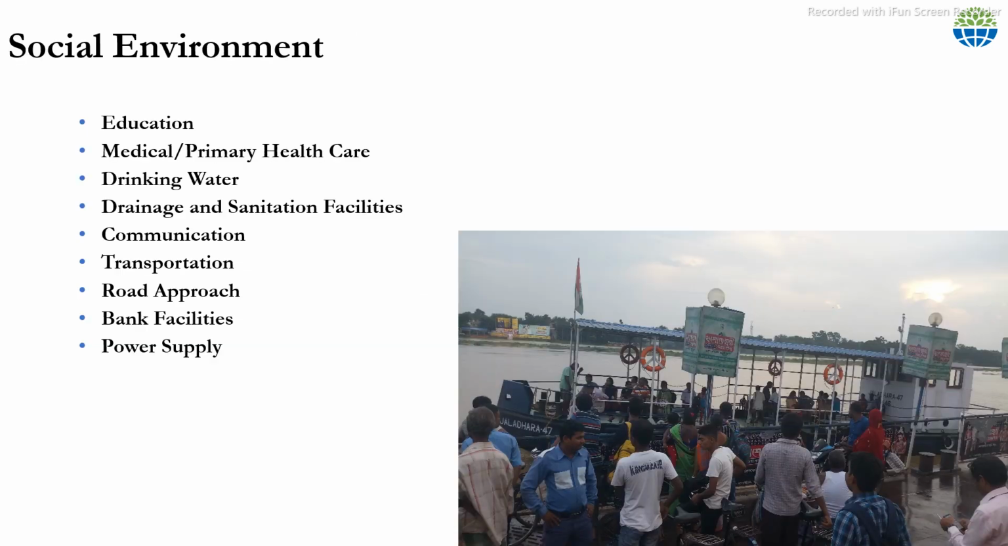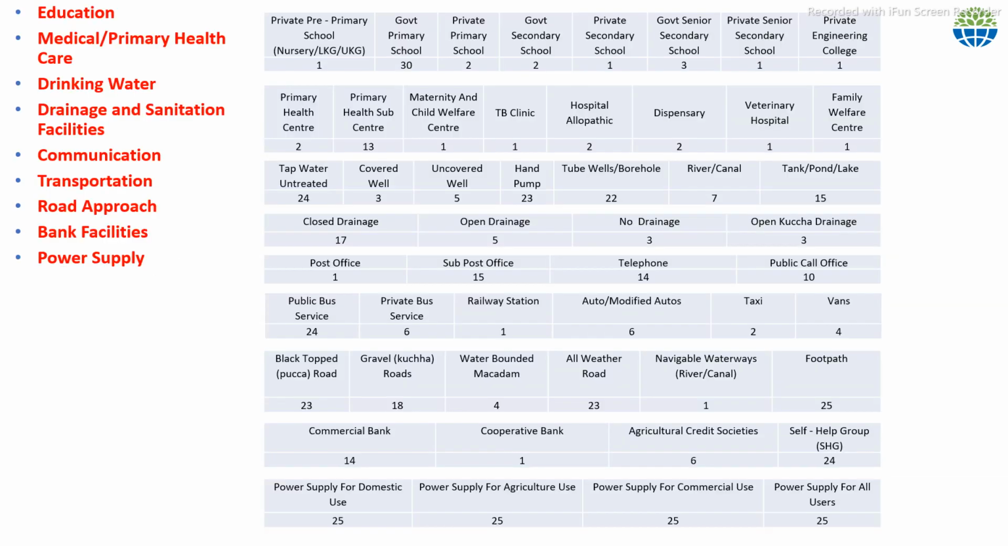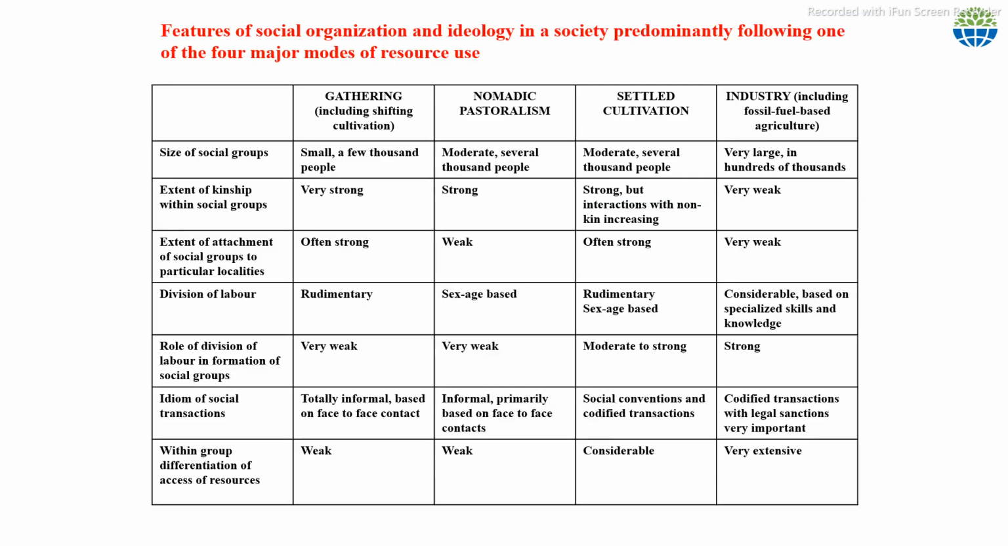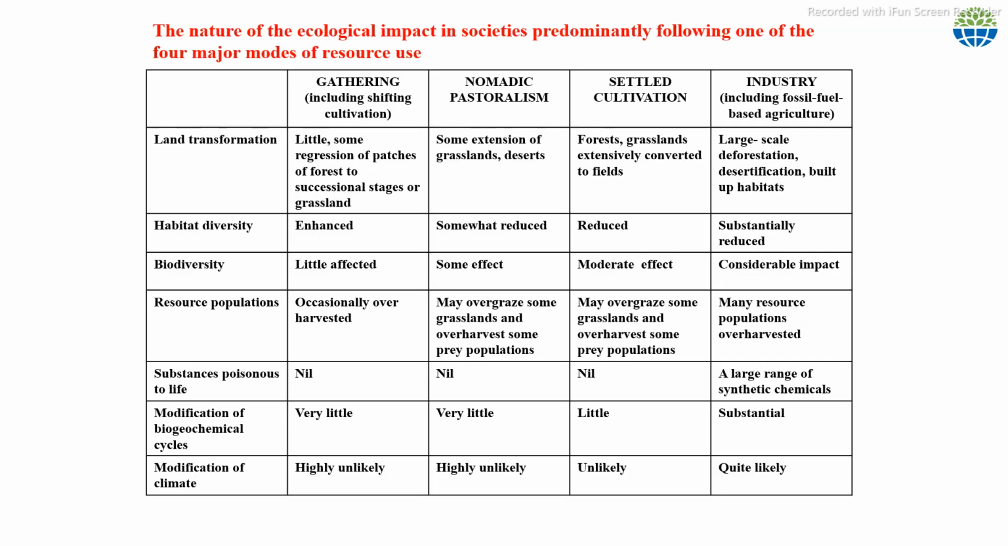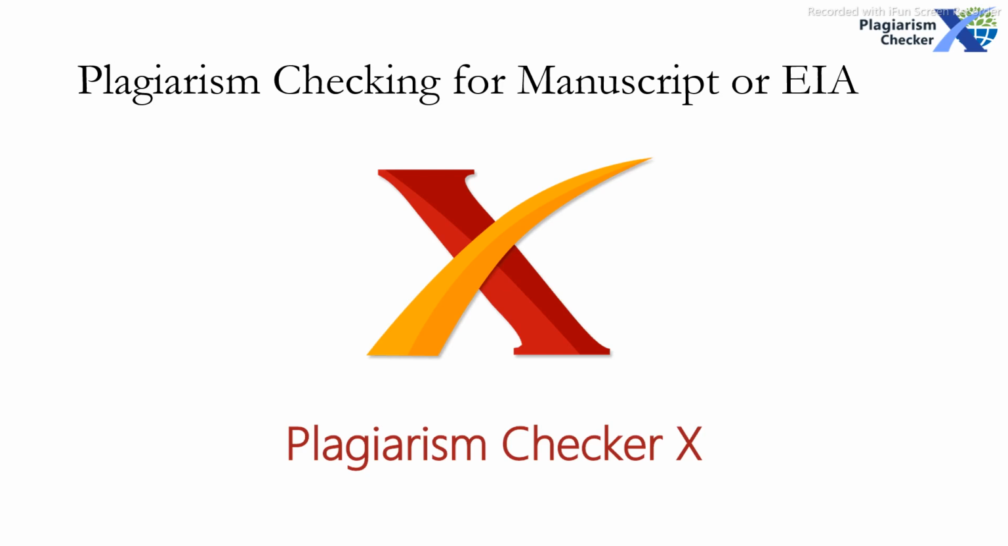For social impact, or we can say social environment, we have to provide education, medical primary health care facility, drinking water facility, drainage and sanitation facility, communication facility, transportation facility, roads available, bank facility, power supply, etc. in this format. And then we have to go for focus groups, need-based assessment. And after generating the data, we can make interpretation.